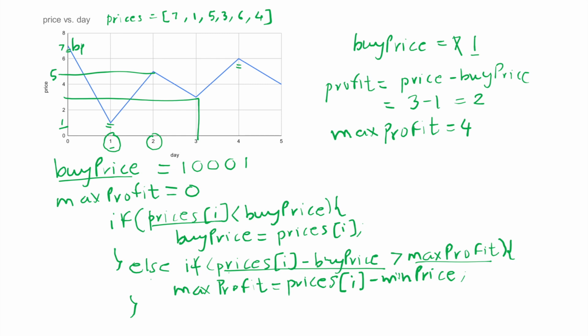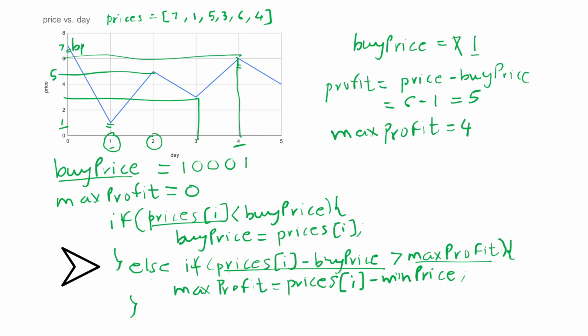And since max profit is already greater than the profit, we will do nothing on day 3. On day 4, price goes up to 6. Since it is higher than our buying price, we will not change the buy price variable, but instead calculate the possible profit. And this time, the possible profit is the price of stock, that is 6, minus the buy price 1, and that is 6 minus 1 equal to 5.